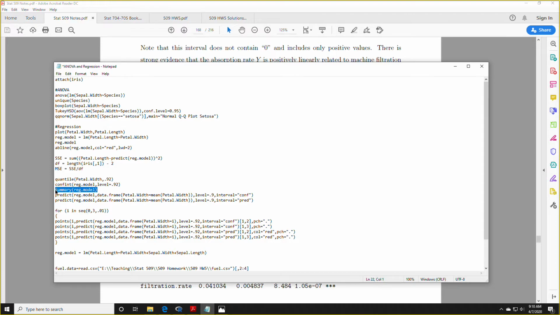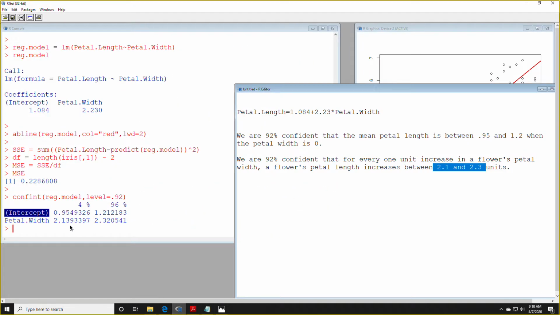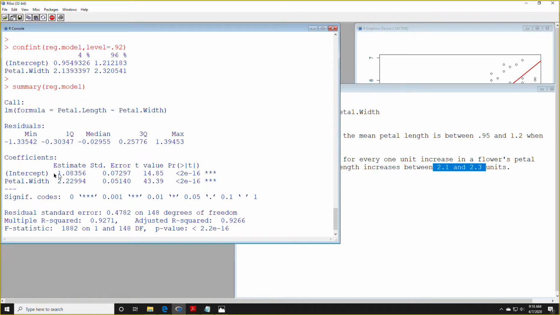Okay, so this summary function, summary reg.model, this is what allows us to get the p-value, okay? So let's see what that looks like. Just type in summary reg.model, copy paste. It spits out a lot of stuff here, okay? And so we can see here, this is our intercept and this is our slope. So beta naught hat, beta 1 hat, our least squares estimates.